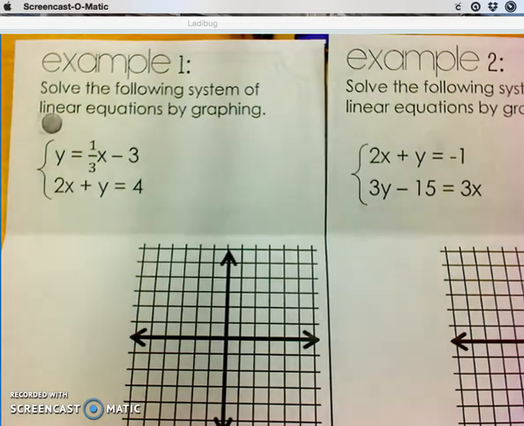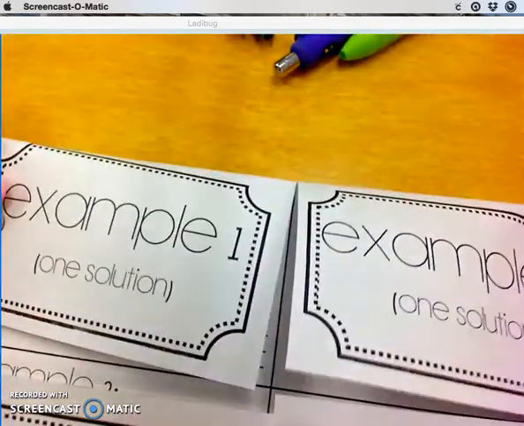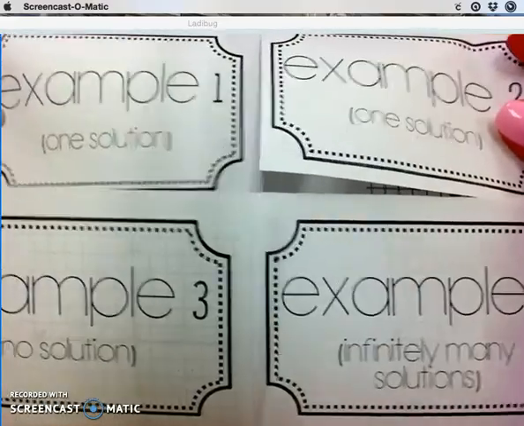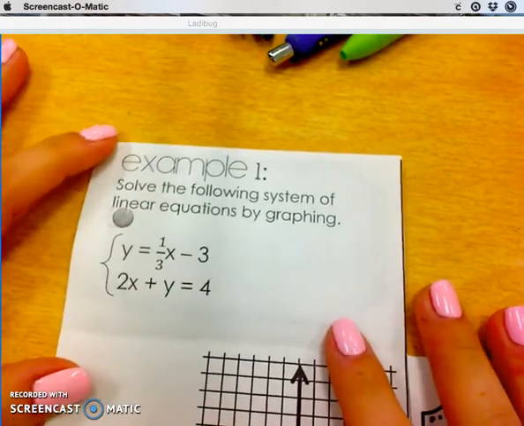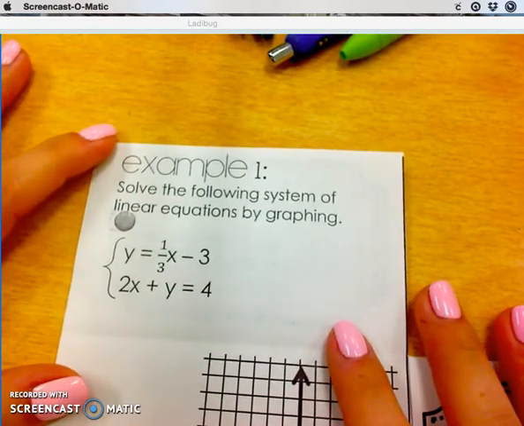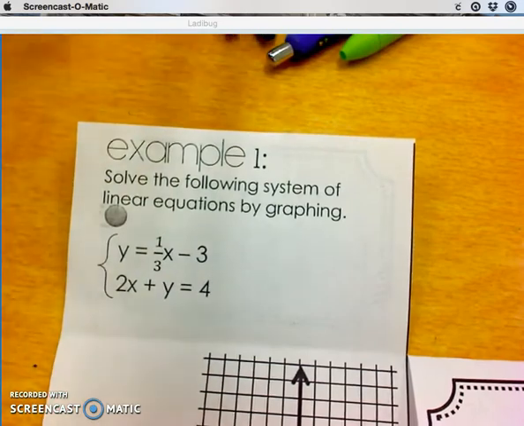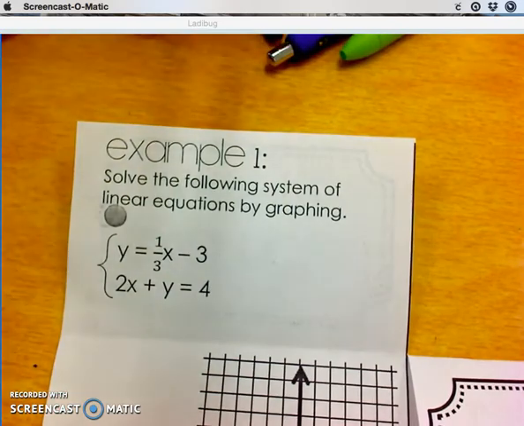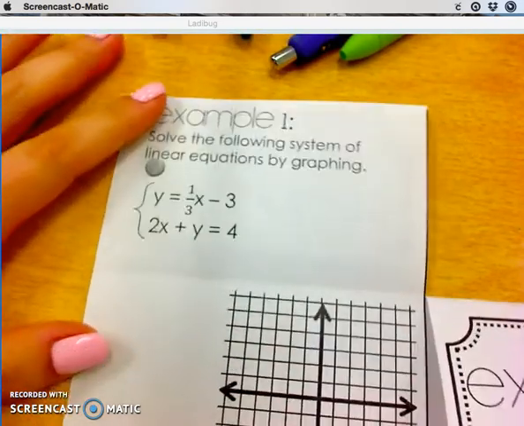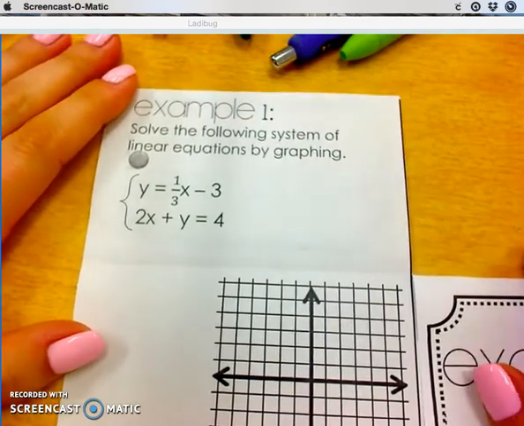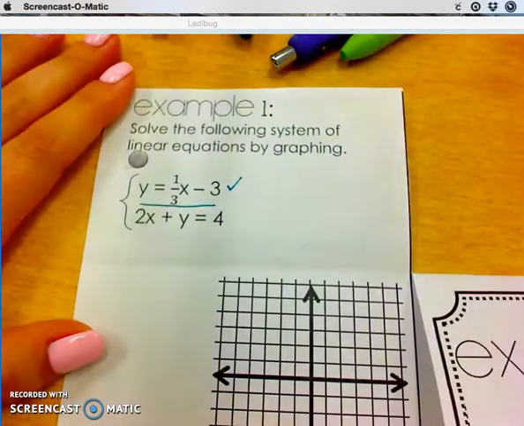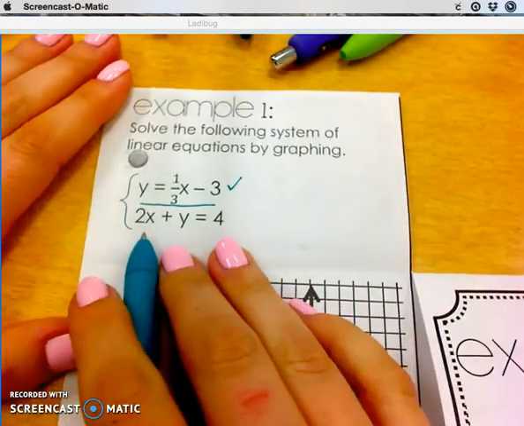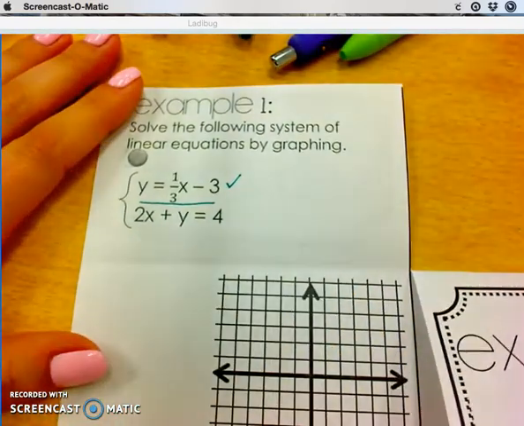This lesson is on graphing systems of equations, or solving systems of equations graphically. So the first example is: solve this system of linear equations by graphing. Well, to do that, first we need to make sure both of our equations are in slope-intercept form. This one is, so that's good. We're going to hold on to that, but we need to first put the second one in slope-intercept form.